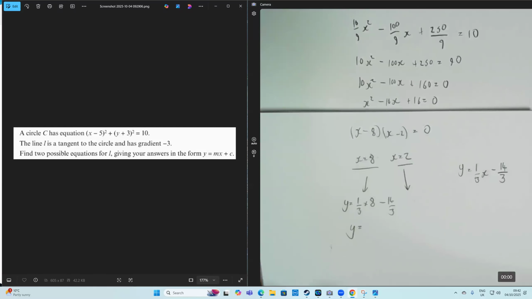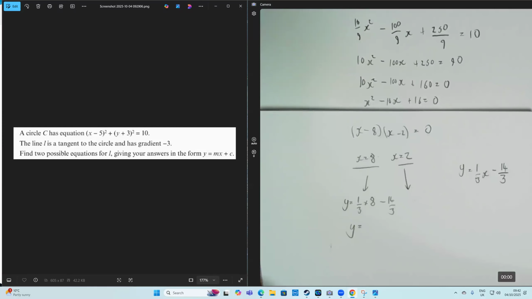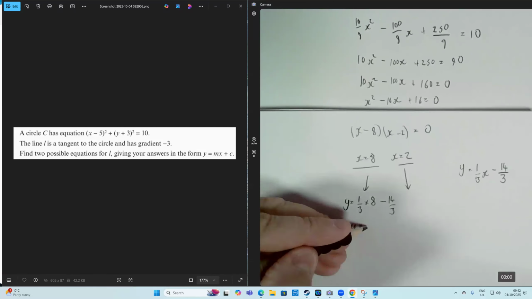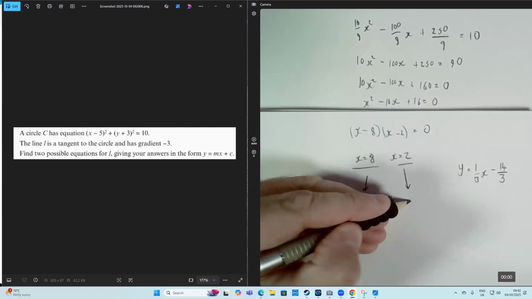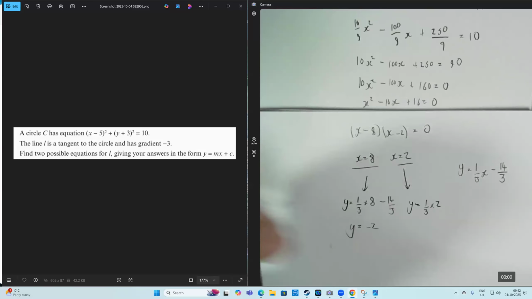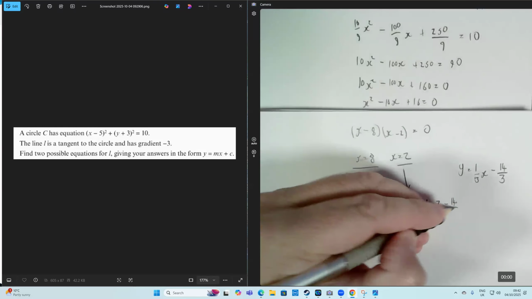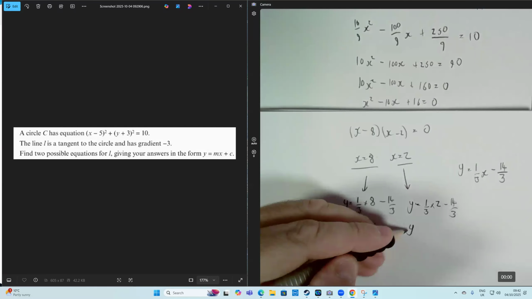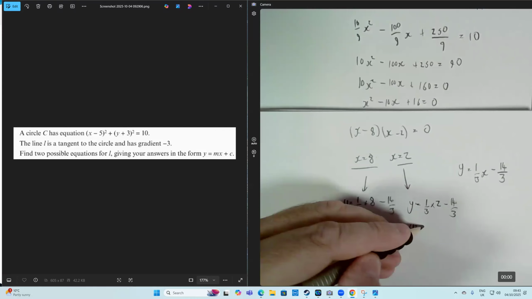We're going to get 8/3. So we're going to have 8/3 minus our 14/3. 8/3 minus our 14/3 is minus 2. So we have minus 2 for that one. This one is going to be y is equal to 1/3 times 2 minus 14/3. And when we evaluate that one, that gives us minus 4.